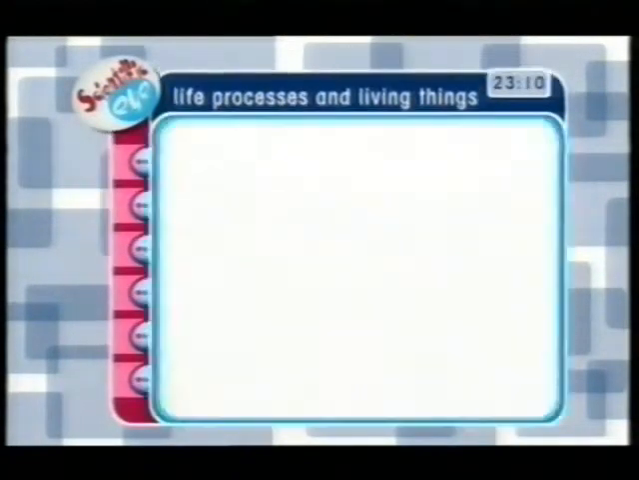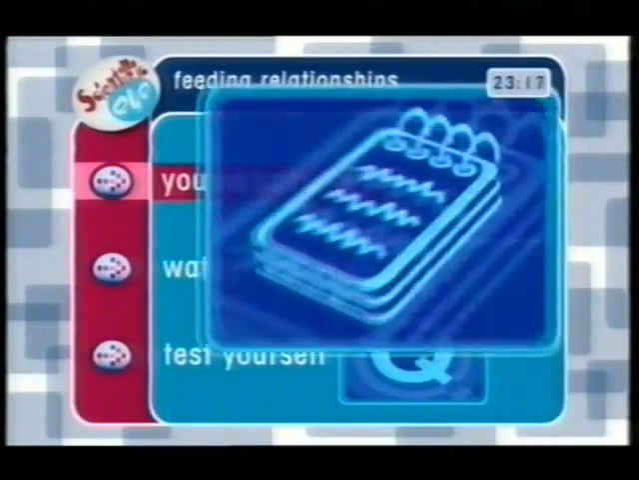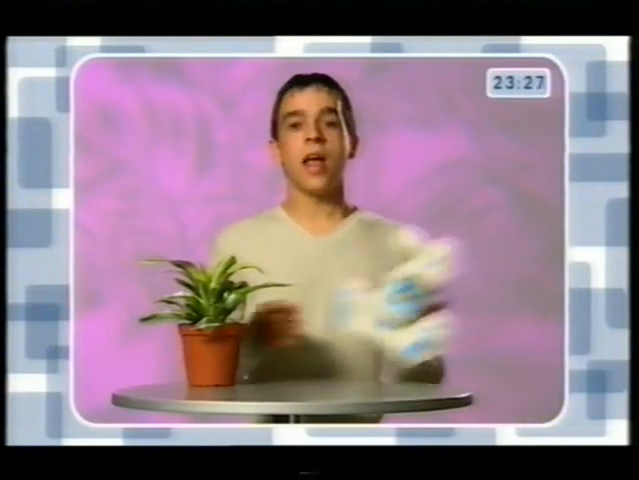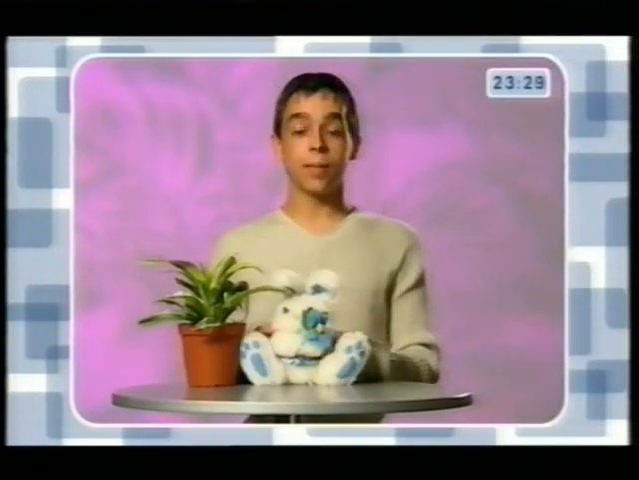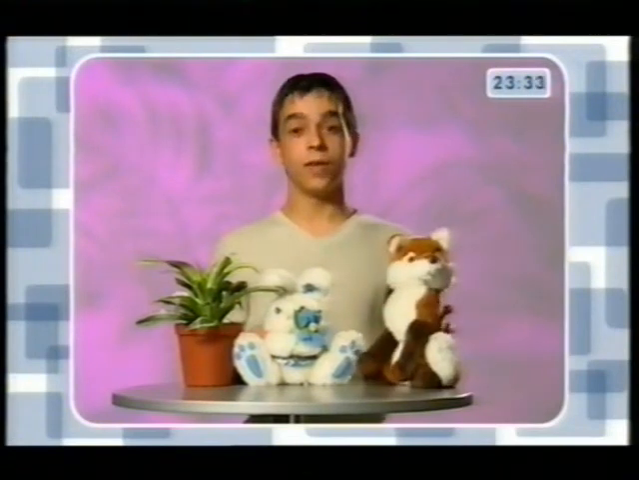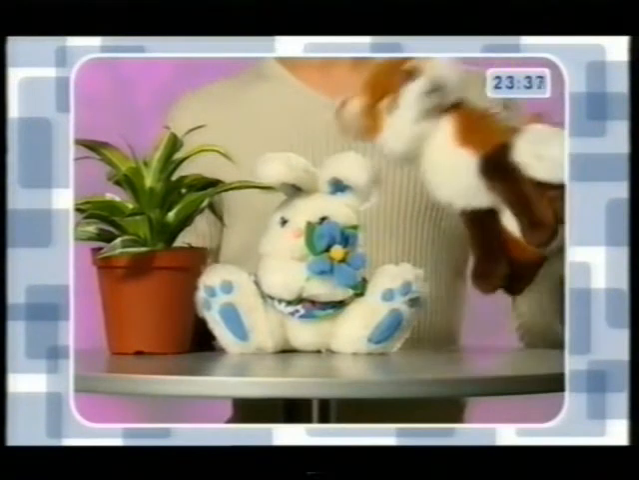This section revises feeding relationships. Here's what you need to know. Plants are producers. They use sunlight to produce glucose, which they use for food. Animals are consumers. They get their food by eating plants and even other animals. This is a simple food chain. Rabbit eats plants and fox eats rabbit.